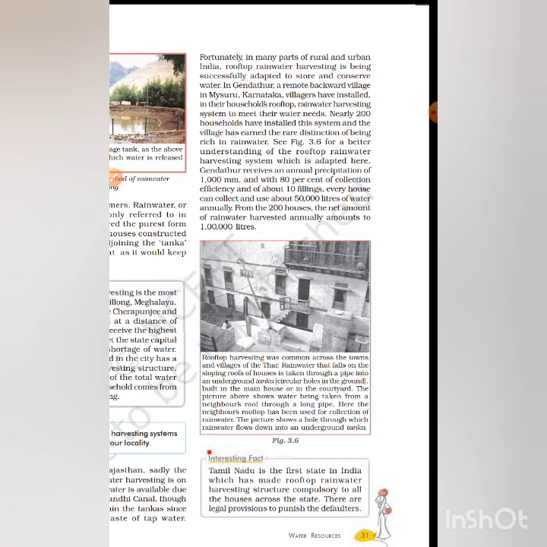Nearly 200 households have installed this system and the village has earned the rare distinction of being rich in rainwater. See figure 3.6 for a better understanding of the rooftop rainwater harvesting system which is adopted here. Gendathur receives an annual precipitation of 1000 mm, and with 80% collection efficiency and about 10 fillings, every house can collect and use about 50,000 liters of water annually. From the 200 houses, the net amount of rainwater harvested annually amounts to 1 lakh liters.